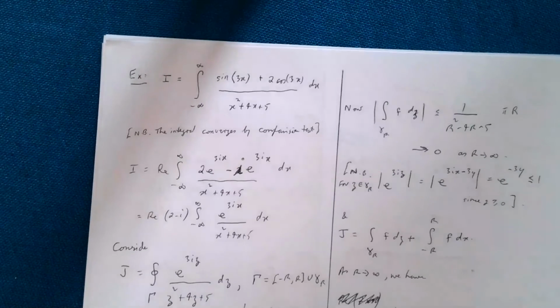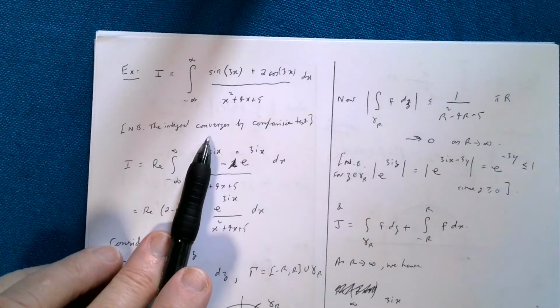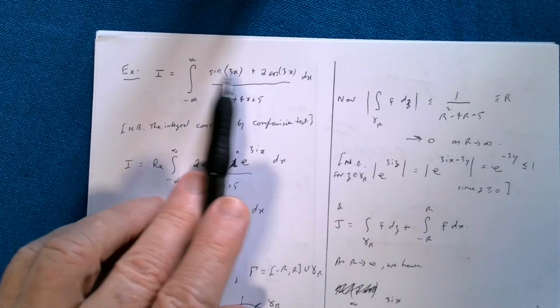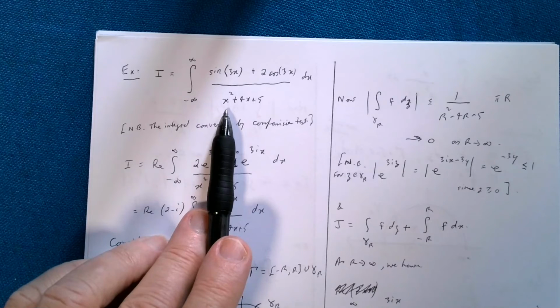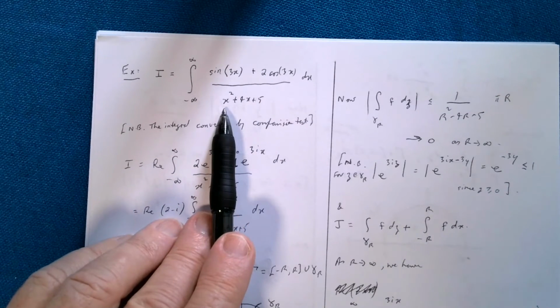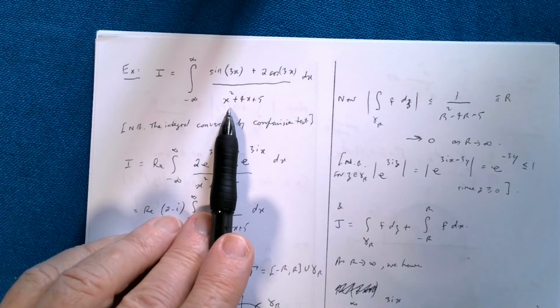So there's the integral we're working with. Now, by the way, this integral converges absolutely by the comparison test. Because the top is bounded by, say, 3, this is going to be just a constant over a quadratic, so this will in fact converge, and its Cauchy principal value will be equal to the value of the improper integral.